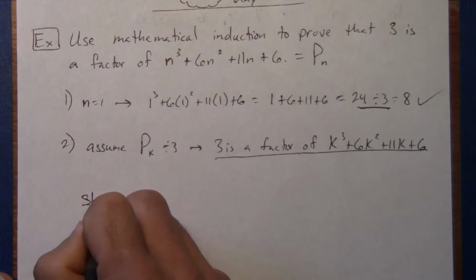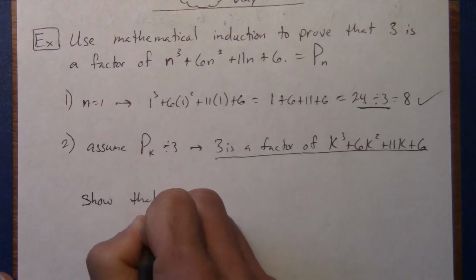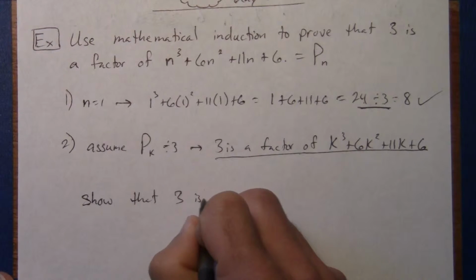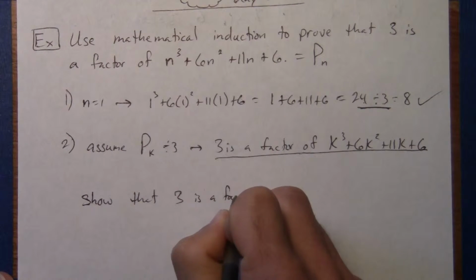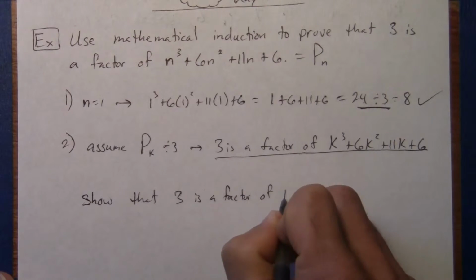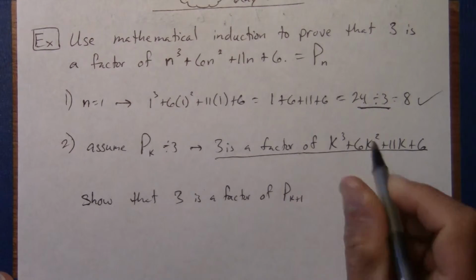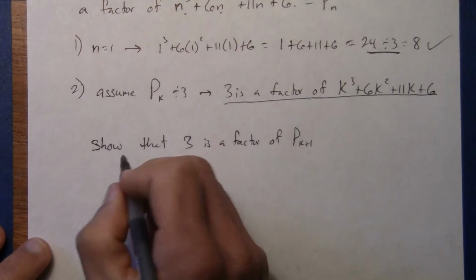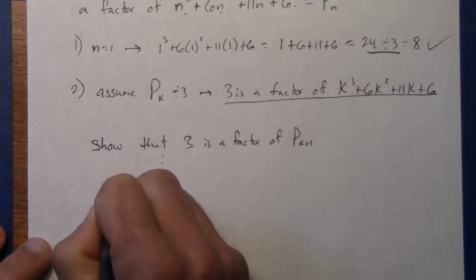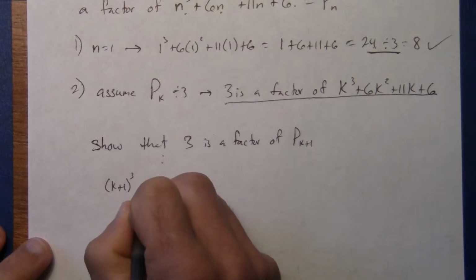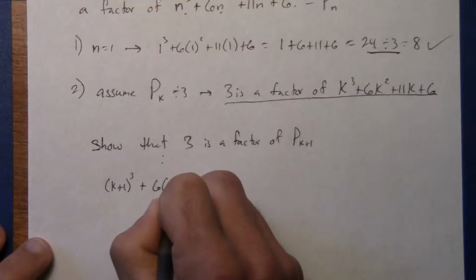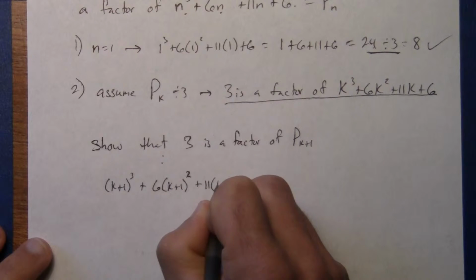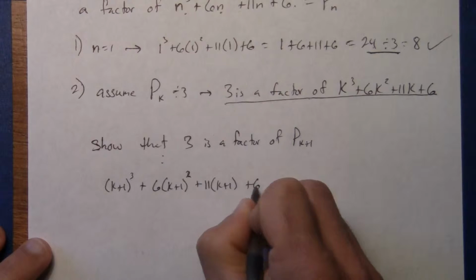We are trying to show now that 3 is a factor of p sub k plus 1. Or in other words, plugging in k plus 1 for all of those. So, here's our work for that. We are going to take k plus 1 to the third power, add to that 6 times k plus 1 squared, add to that 11 times k plus 1, and then eventually add to that 6.